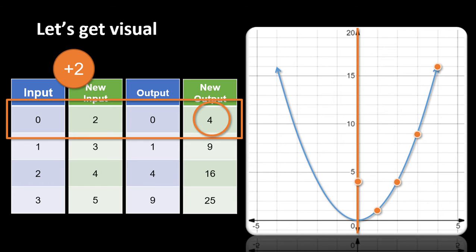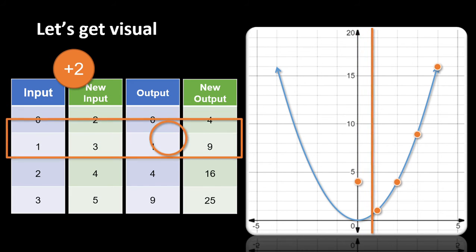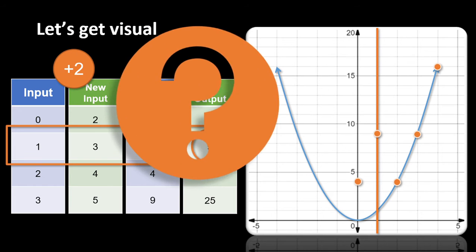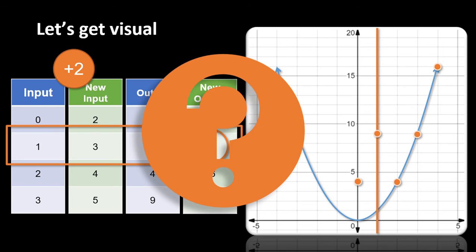We're going to ask the question whether that's actually helpful for us to understand this. But let's move on to the next one. When the input is 1, the original output is 1, but the new output is 9. Okay, great. Again, that's true that the new points we are showing on the graph do represent the new transformed function. But the question we should be asking is, what on earth does this have to do with adding 2? Because we haven't seen that.